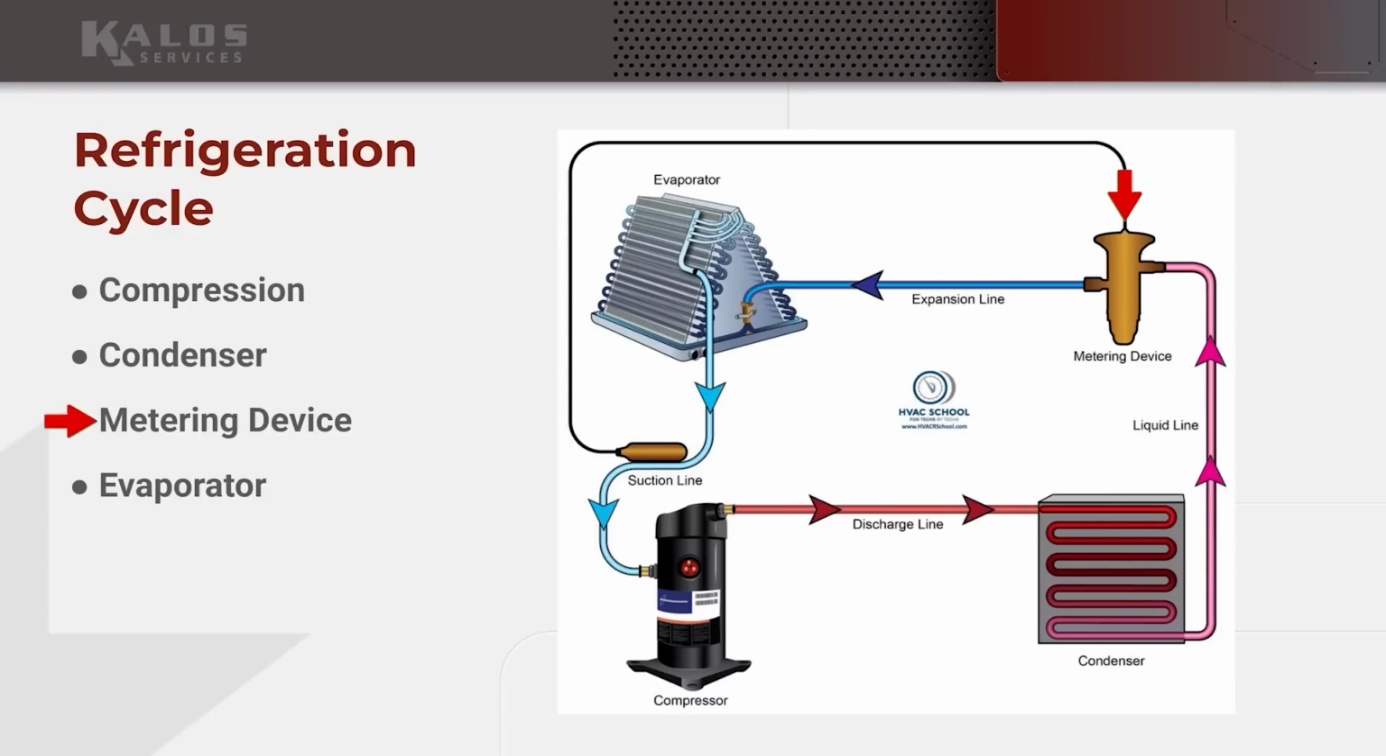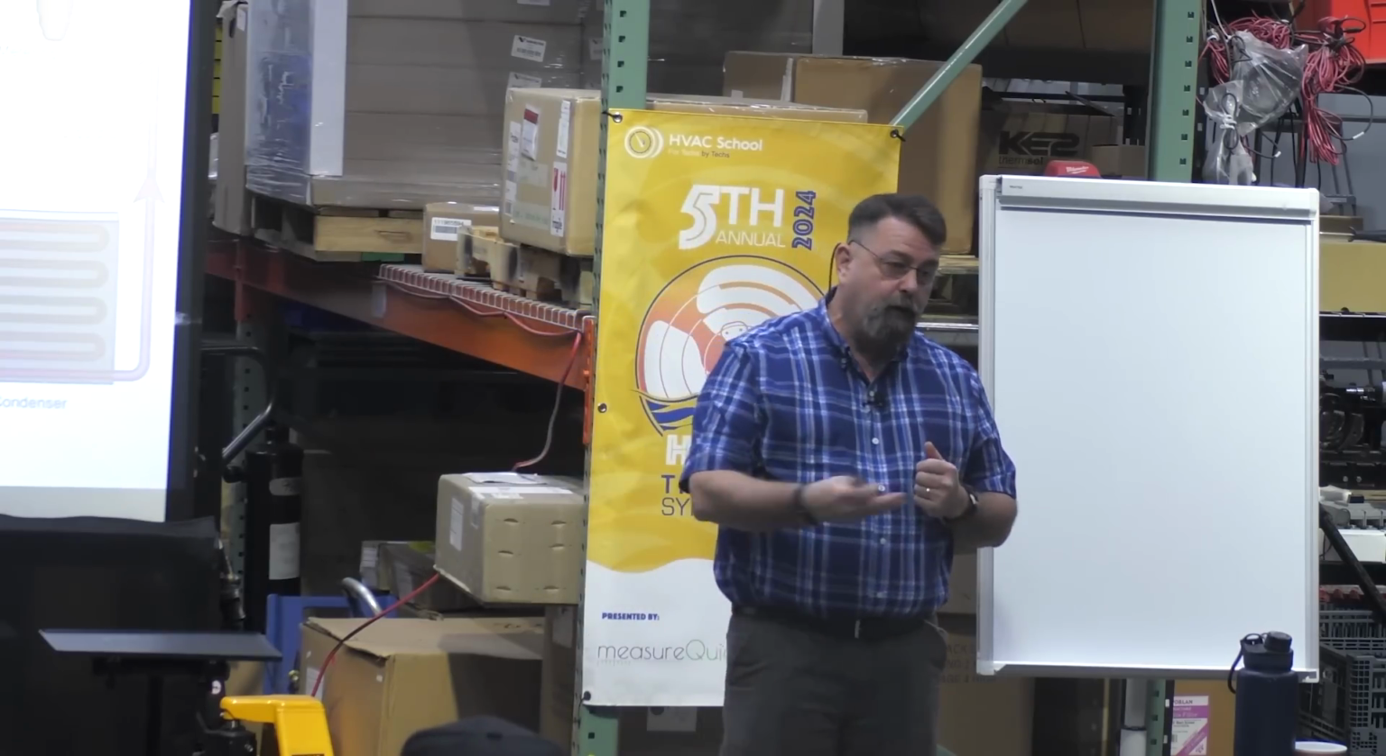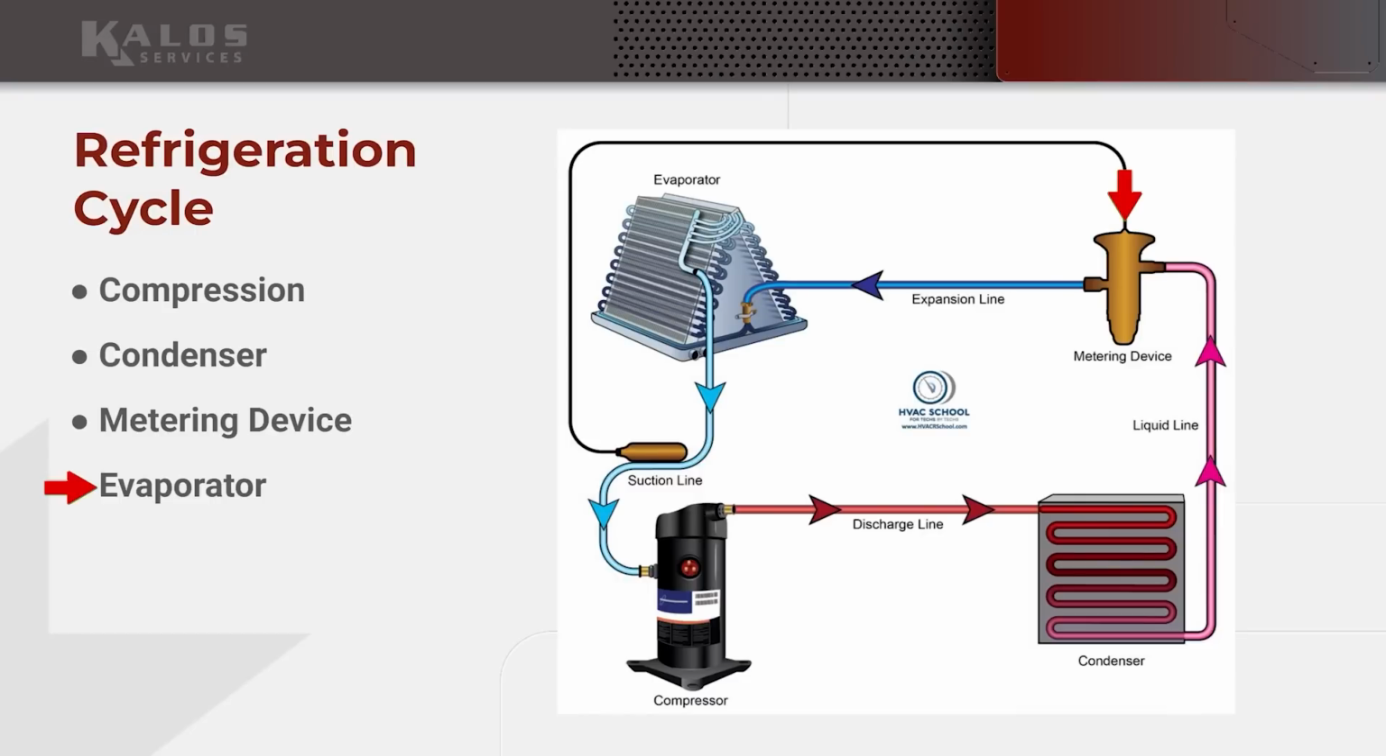I'm going to send that liquid to an expansion device. This is going to be the breaking point between my high and low pressure side of the systems, right? I'm going to control how much refrigerant flows into my evaporator with that metering device. Now, that refrigerant is going to flow into my evaporator.